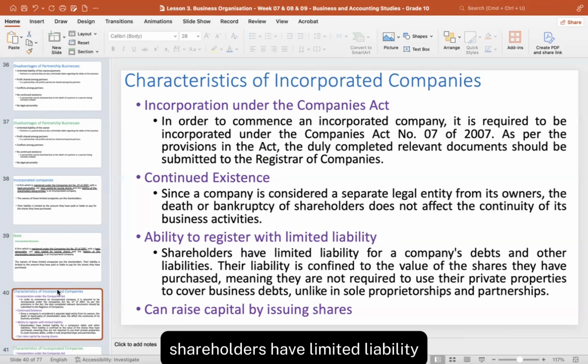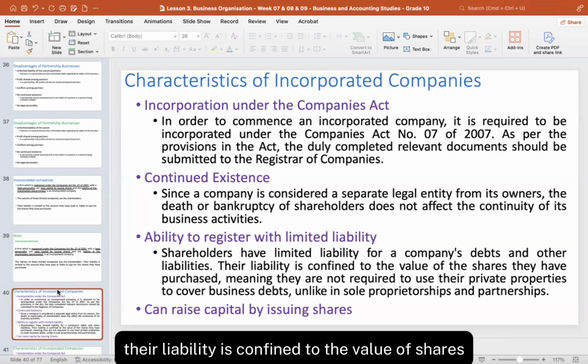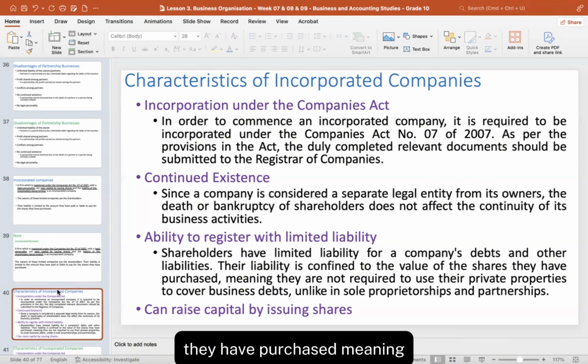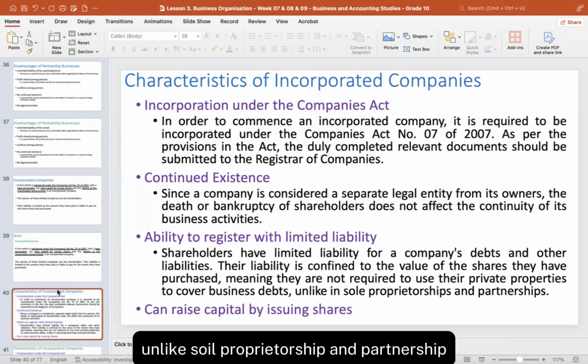Shareholders have limited liability for a company's debt and other liabilities. Their liability is confined to the value of shares they have purchased, meaning they are not required to use their private properties to cover business debts, unlike sole proprietorship and partnership.